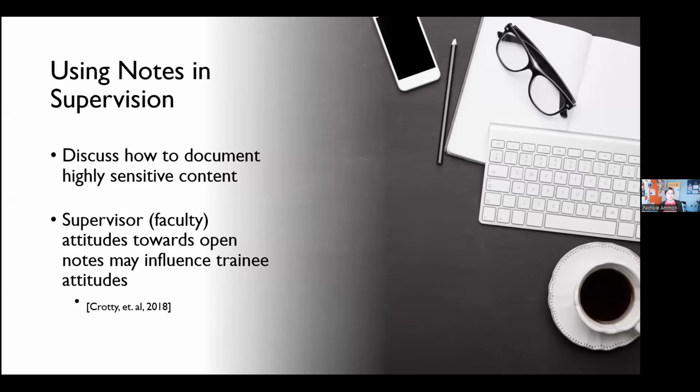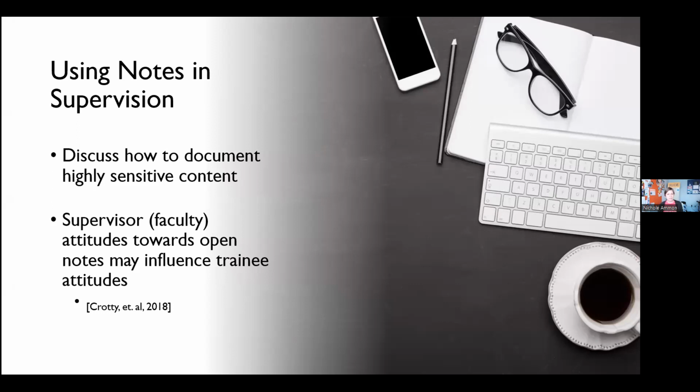Discuss how to document highly sensitive content. Depending on the system each organization has, there might be ways of keeping a note closed or almost always closed. But keep in mind, patients, even if they have to go through the long, tedious process, have always had full access to their entire record.